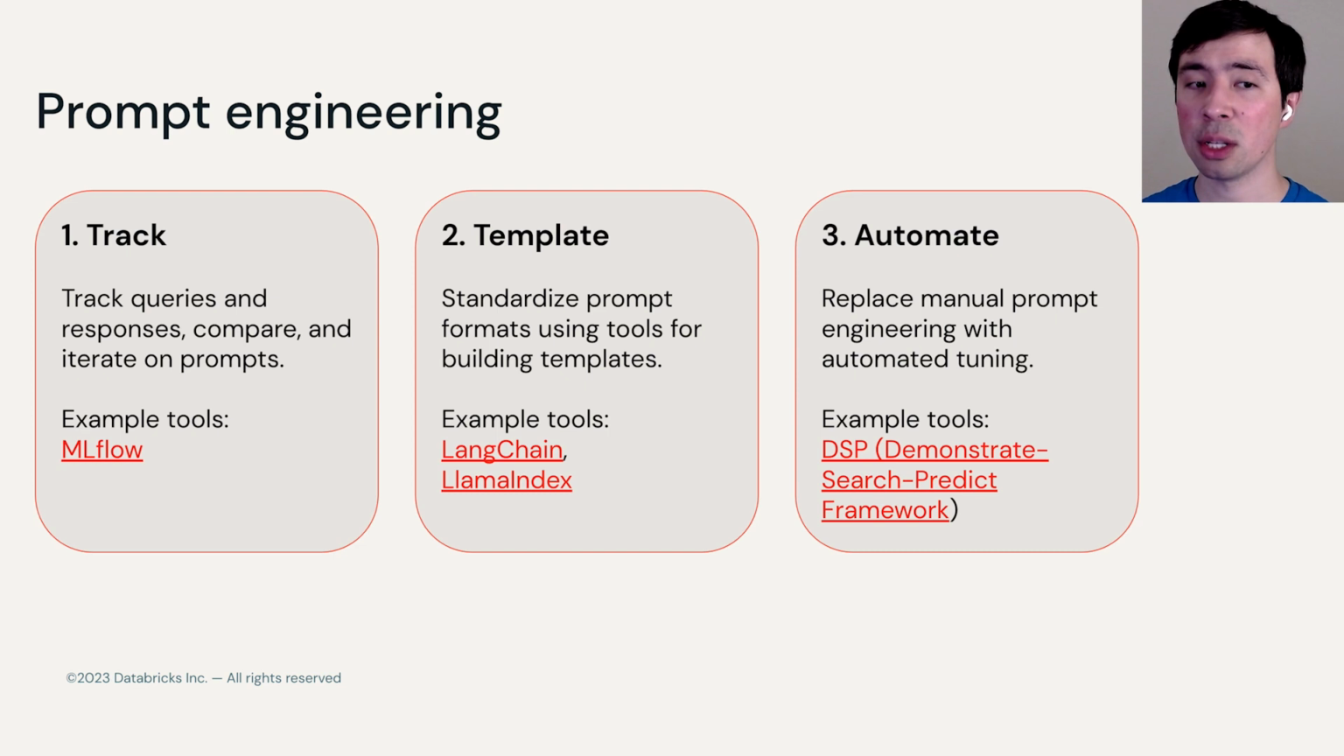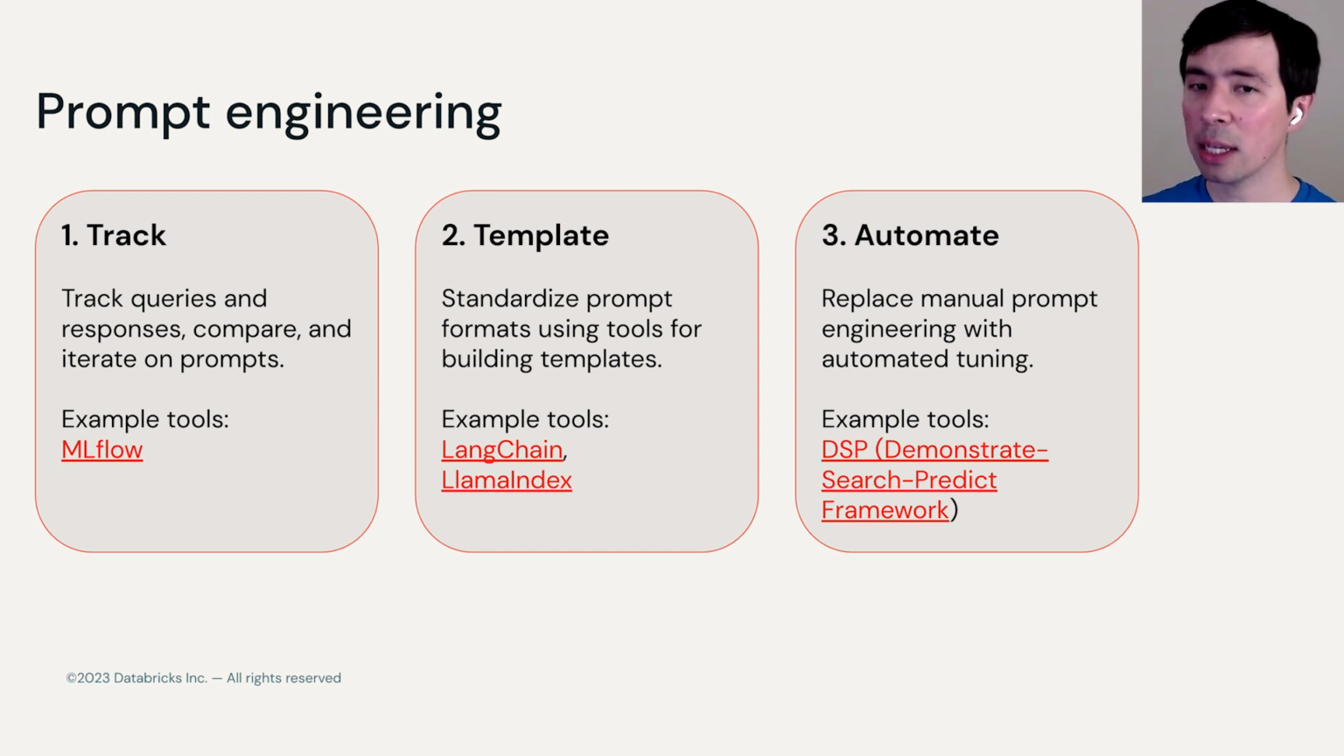When you go towards staging and production, you'll probably start to treat query and response pairs more like traditional data and data pipelines, because you have a lot more queries and you want to do more aggregate comparisons. Next may come templating. Here, rather than creating prompts manually, you may want to standardize formats using tools for building templates like LangChain or Llama Index. Some of these APIs in there do this templating explicitly, and some implicitly under the hood.